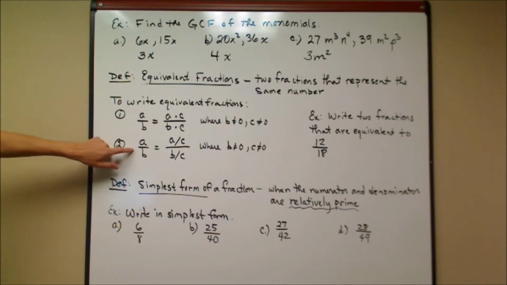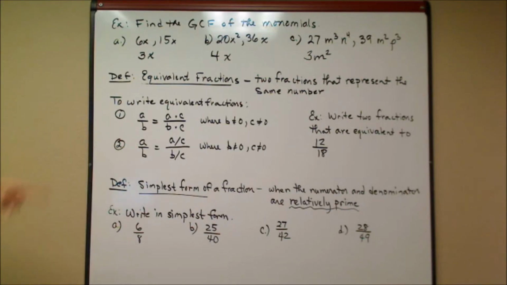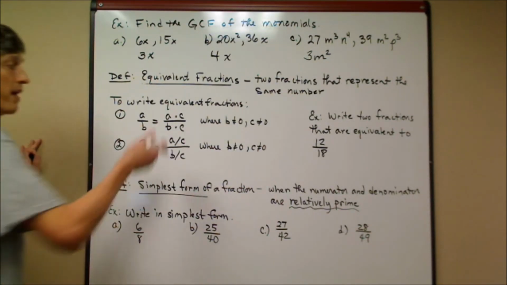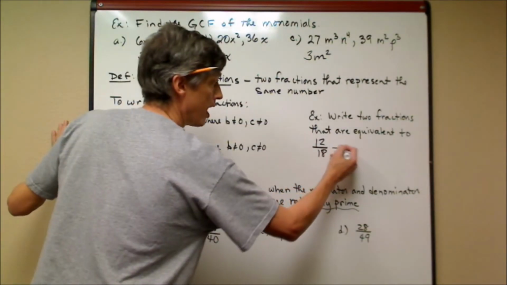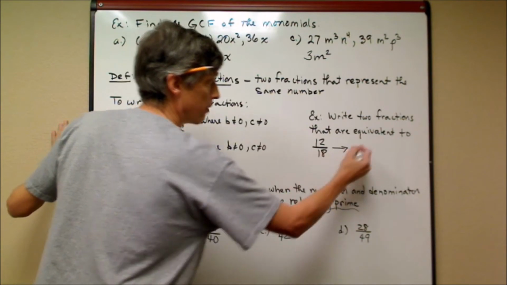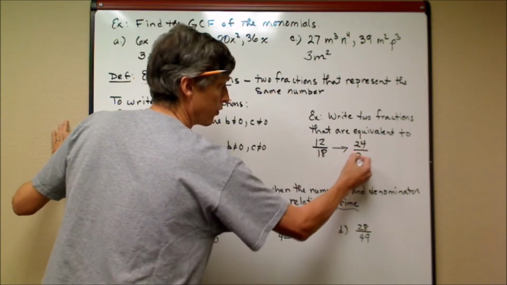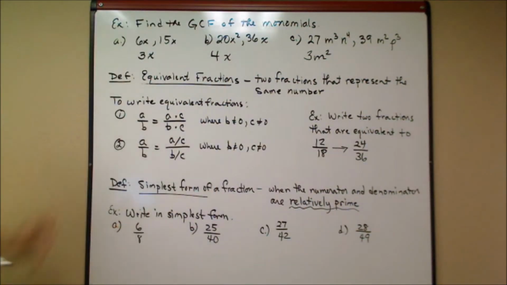We want to make sure that we also know that we can divide top and bottom by something that they have in common, by the GCF, for example. Now, if I look at my only example right here, it says write 2 fractions that are equivalent to 12 over 18. If I multiply top and bottom, let's say by 2, I would have 2 times the top, 2 times the bottom. That would be 24 over 36, and that would indeed be an equivalent fraction. It looks different than 12 over 18, but it has the same value.